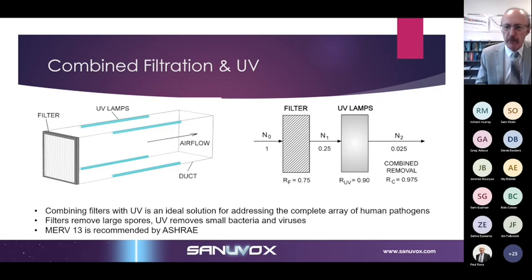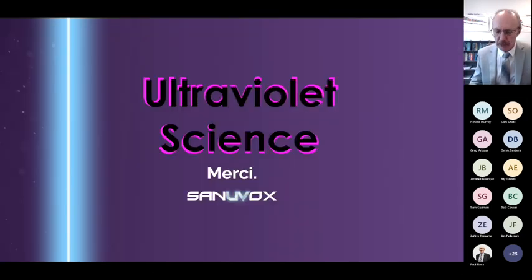Now, one issue I feel is important to cover is the combination of filters and UV. This is an ideal combination because the filters remove large spores and bacteria, as I mentioned before, whereas the UV is capable of removing all of the smaller bacteria and viruses. It's easy to compute the total efficiency of a combined removal. And currently, MERV13 filters are being recommended by ASHRAE. We combine a MERV13 with any UV system, and you will remove microbes across a large area.